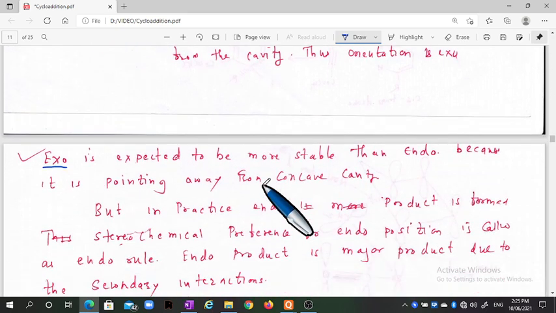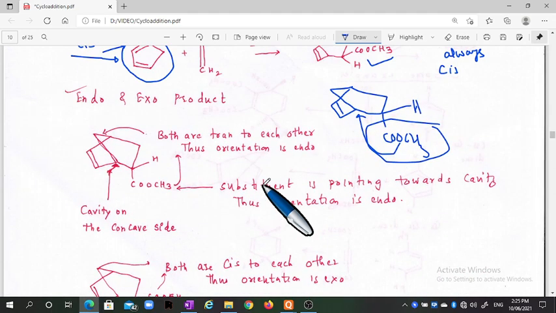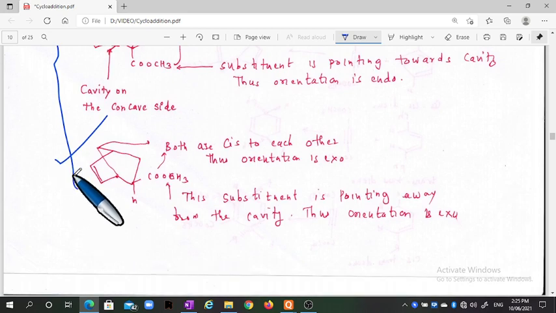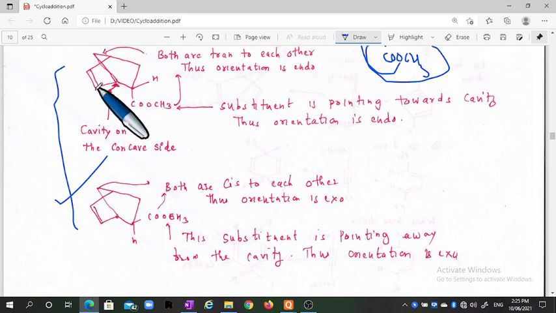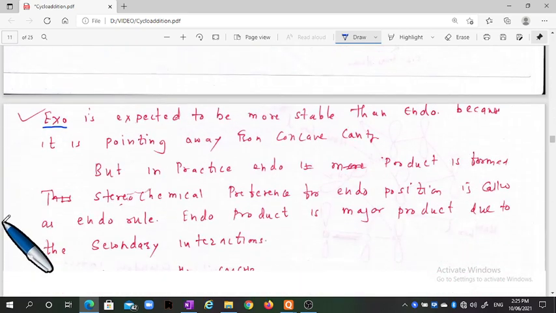Why? In this reaction, endo product is formed. When we compare the stability of these two compounds, exo is the more stable. This compound is the more stable, but instead of formation of the more stable, the less stable endo product is 100% obtained instead of exo product. Why does this happen? We will discuss.